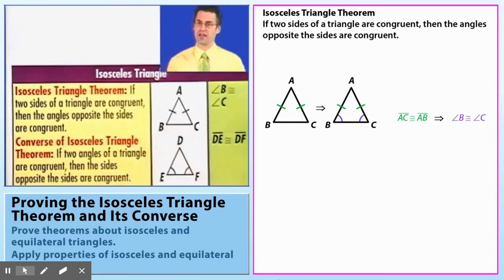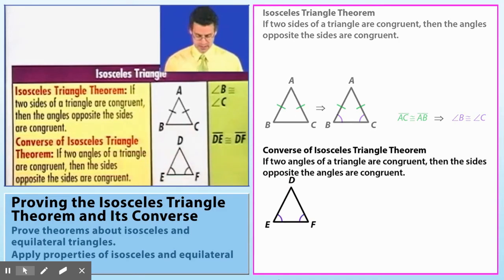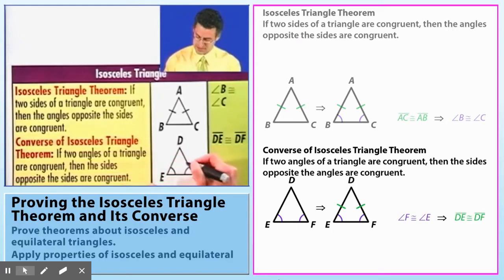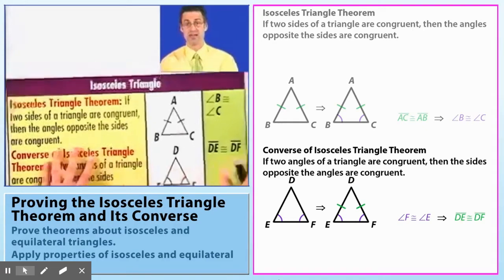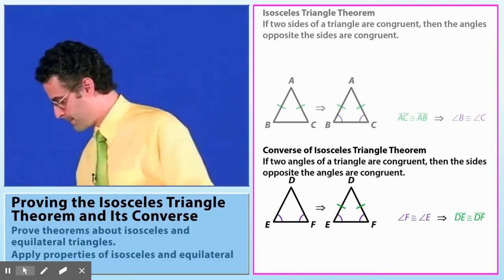And the converse of the Isosceles Triangle Theorem also is a theorem, and that states that if two angles of a triangle are congruent, then the sides opposite the angles are congruent. So if you have two angles and you know they're congruent, then in fact the sides that are opposite will be congruent as well. So in fact, this is congruent to that. Neat. Now let's see this theorem in action.